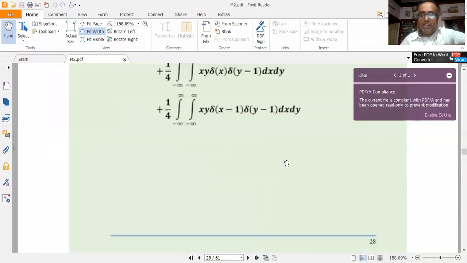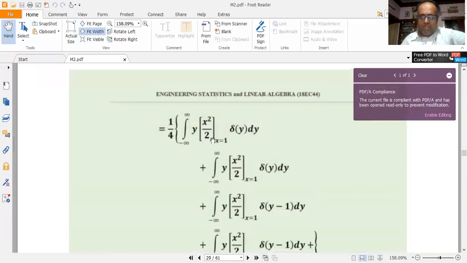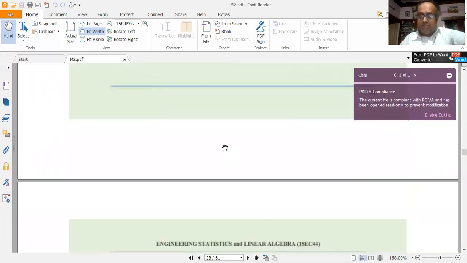Now let me tell what has been done. Sir, you may ask, here I have got a double integral, but you have written y into x squared by 2 evaluated at x is equal to 1. How have I done this? This is the main doubt you may have. The answer is what I am going to tell now.